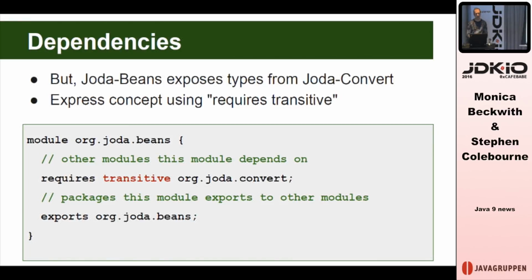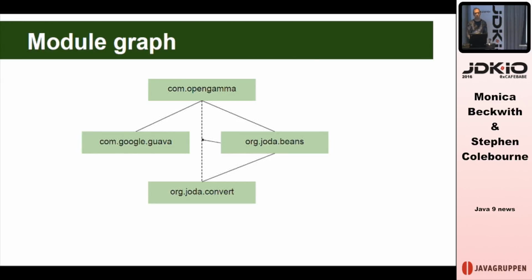This is referred to, they've changed the name of this, it was requires public, and now it's called requires transitive. So you can basically say, when you declare JDBeans, that not only do I depend on JDConvert, but I want you to make any exported types that JDConvert has transitively available as well. Here's how you might represent that on the diagram. The JDBeans module is adding itself an extra dependency to JDConvert. So anything that uses JDBeans will also get JDConvert available as a set of public classes.